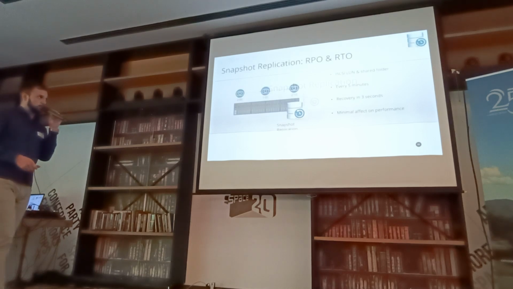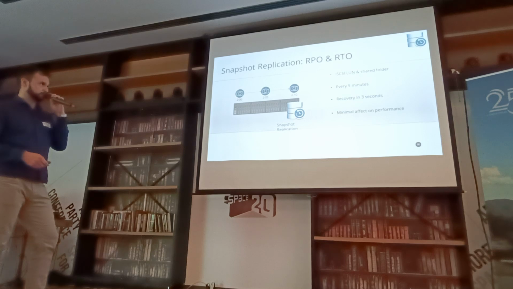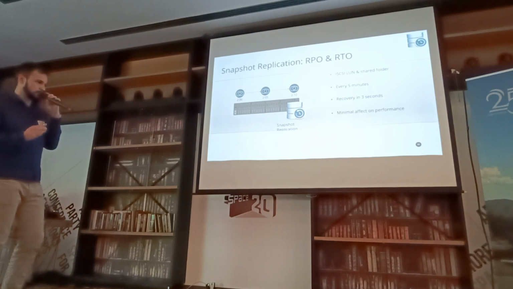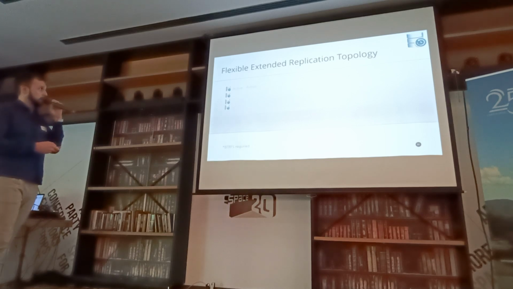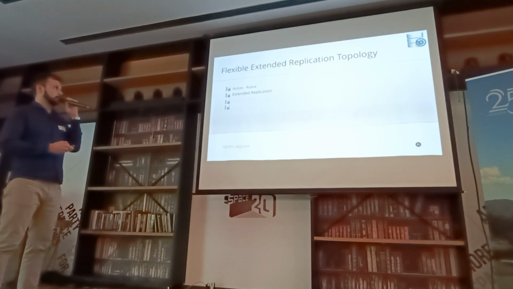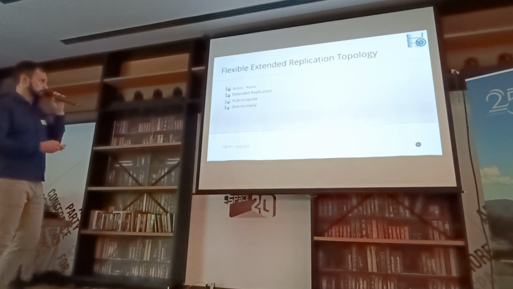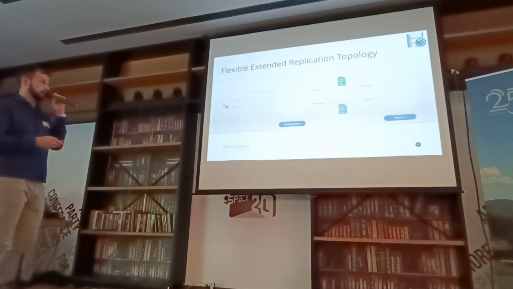So, more on Snapshot Replication. Basically, there are different models of snapshot replication: active-active, extended replication, hub-to-spoke, and one-to-many. And I'll just briefly go over what they actually mean.